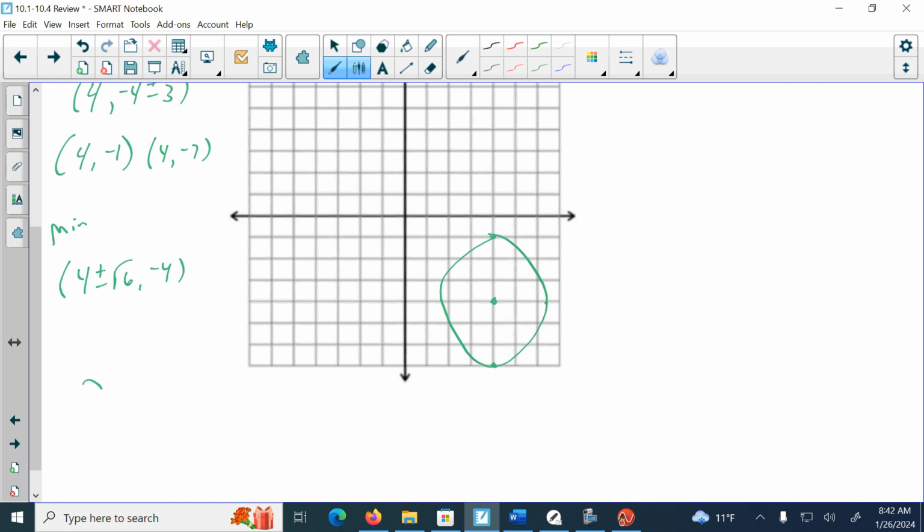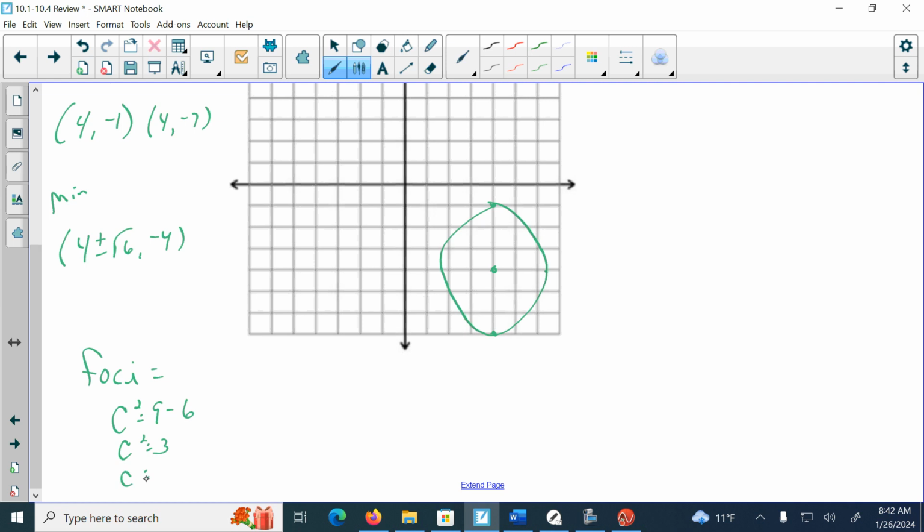To find my foci, I'm going to say c squared is equal to a squared minus b squared. So c squared is equal to 3. So c is equal to the square root of 3. So to find my foci, my x coordinate is going to stay the same. My y coordinate is going to be that -4 plus or minus the square root of 3.